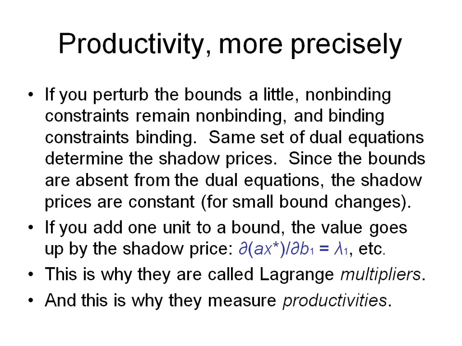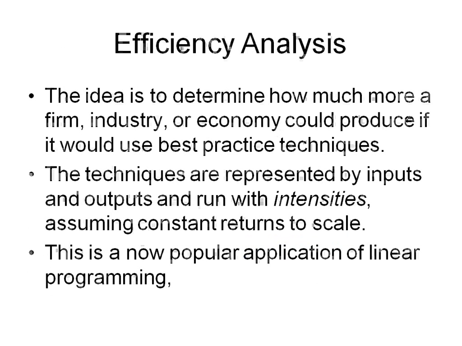They tell you by how much the value of the objective function goes up as you relax a constraint by 1 unit. This, incidentally, is why they are called Lagrange multipliers, because they demonstrate how a relaxation of a constraint has a multiplier effect on the objective function of the linear program. And they are, in economic terms, productivities.